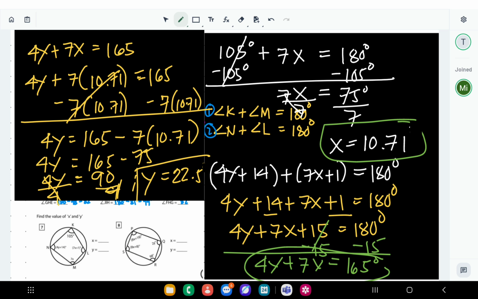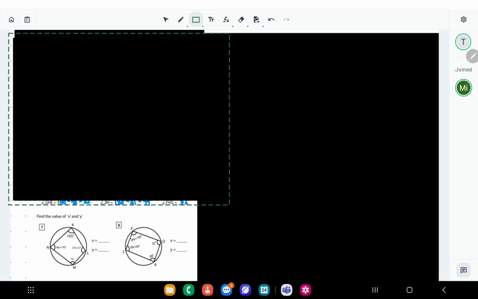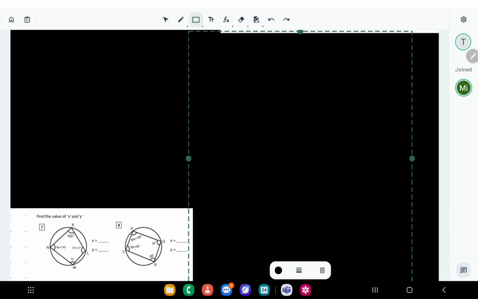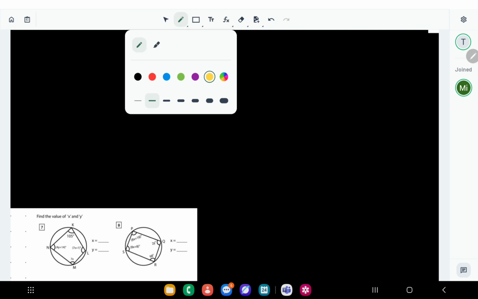Okay. Then the last one. You want to try it? Okay, let me delete this. Or you can take a screenshot of this. Okay. Try the last problem. You can try it on your paper. Solve it on your paper. And then just let me know your answer.